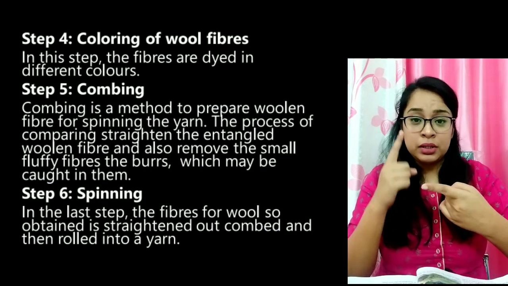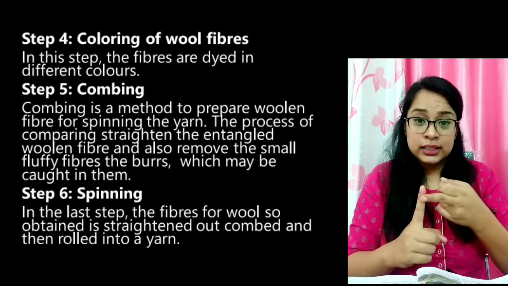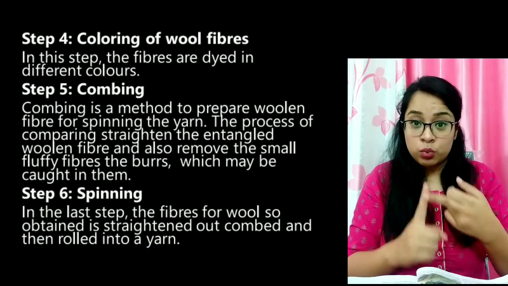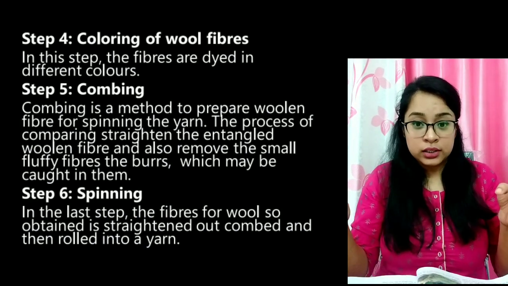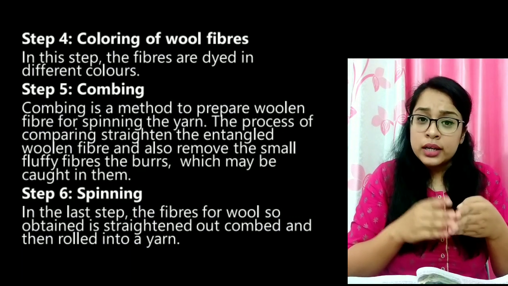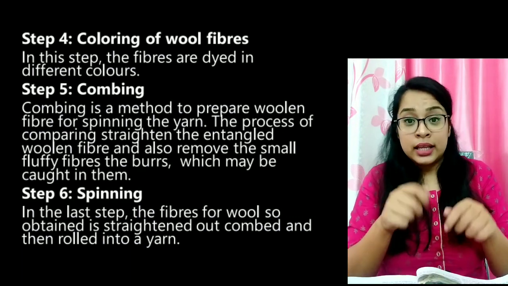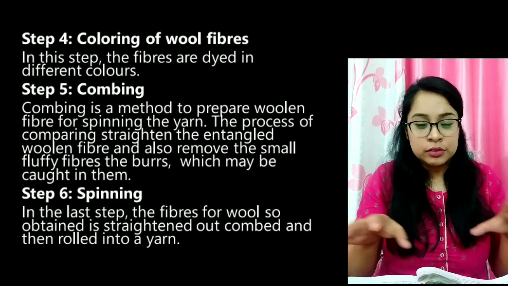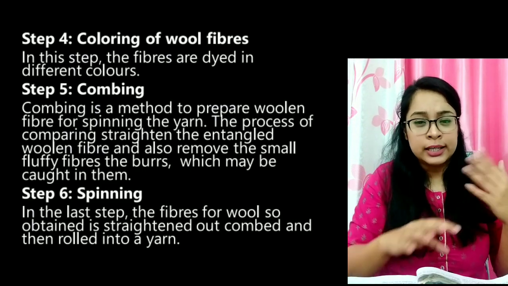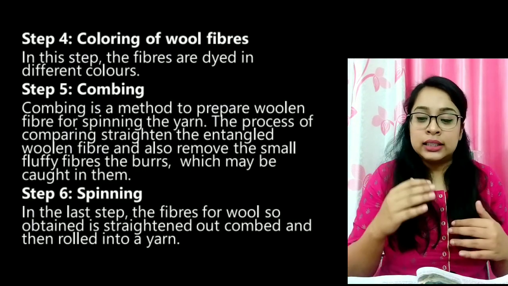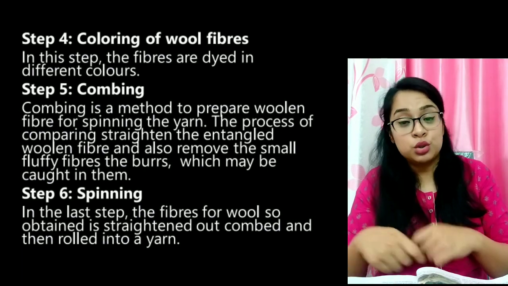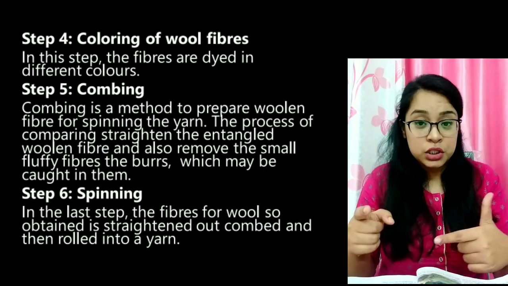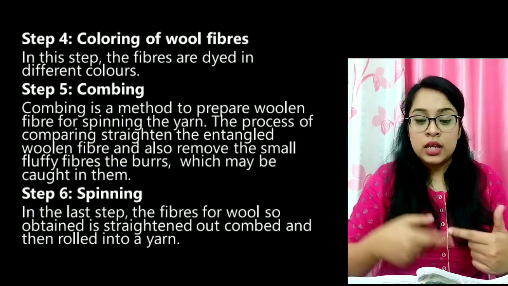First, shearing, that means the cutting of the fleece. Next is scouring. Scouring means washing it. Third one is sorting, that means we will sort it. And fourth one is dyeing, means we will color it. Then we will comb it, we will remove the burrs and untangle it. If it's entangled, we will make it straight, and then we will spin it. Spinning means making the fibers into yarn, and from that yarn, by the process of weaving, they will make the fabric.